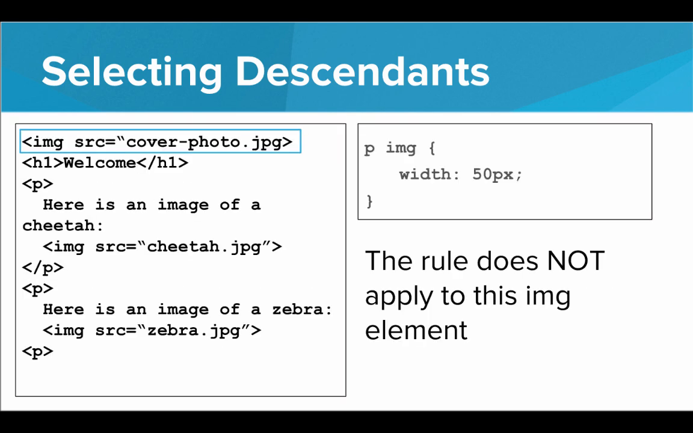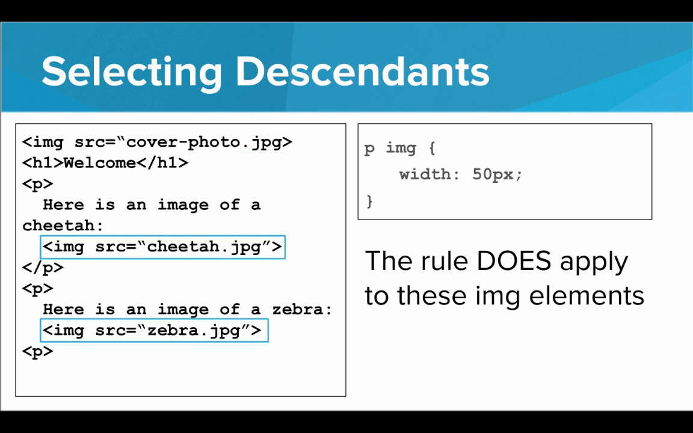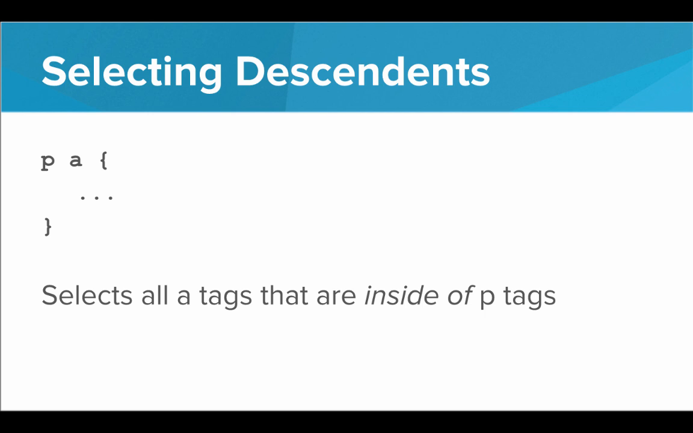So if we have this rule, this top image tag will not be selected by this CSS rule because it's not inside of a p element. Both of these will be applied by the rule. So that's how we can get at image elements that are inside of p elements. We can use the descendant selector. Just to get some more practice here, this would be all a tags that are inside of p tags.